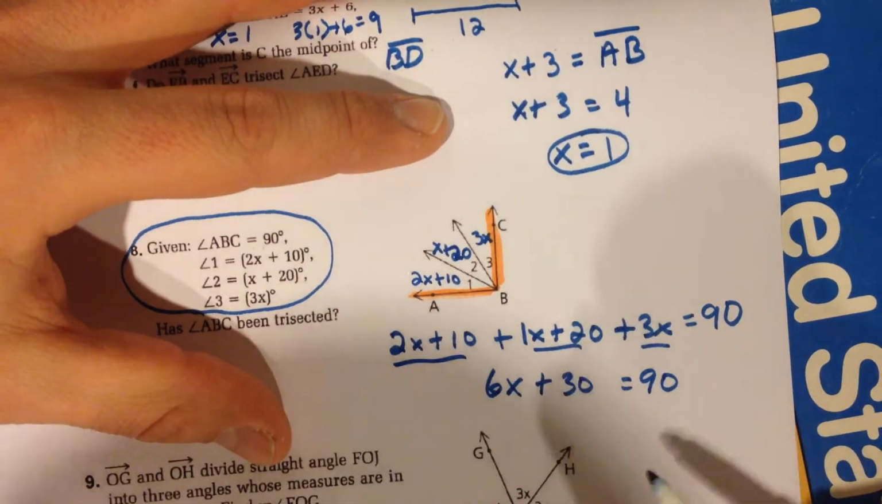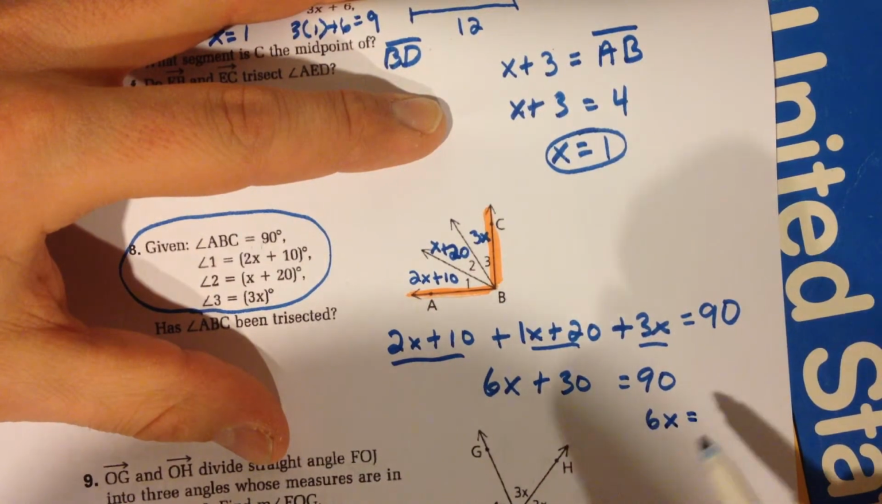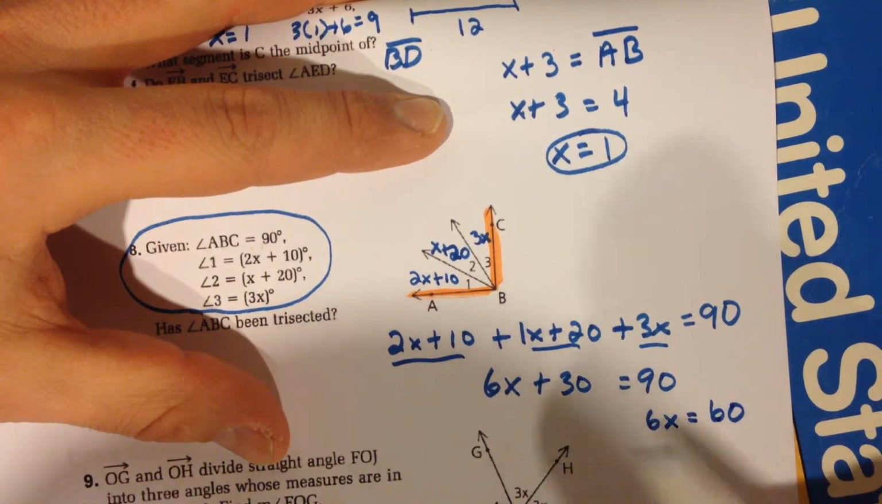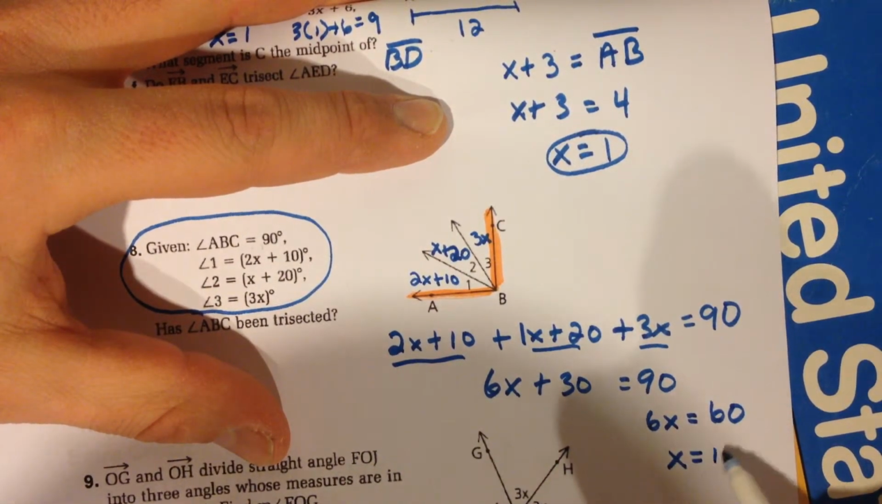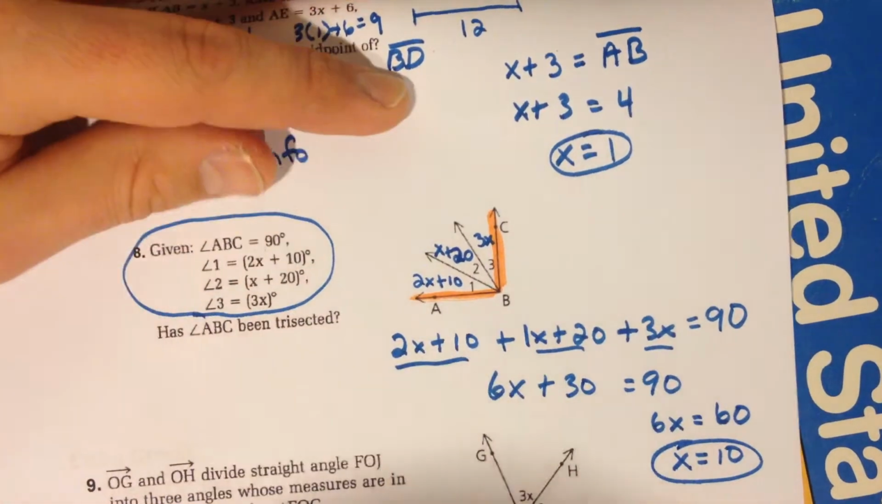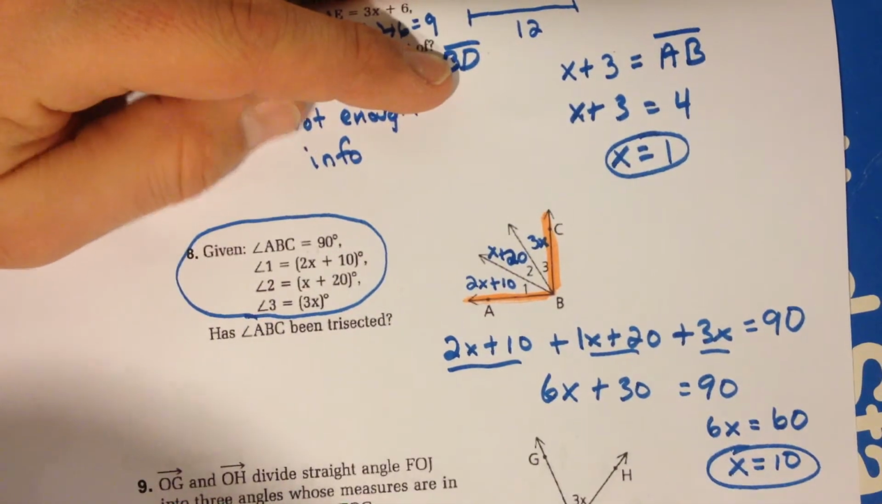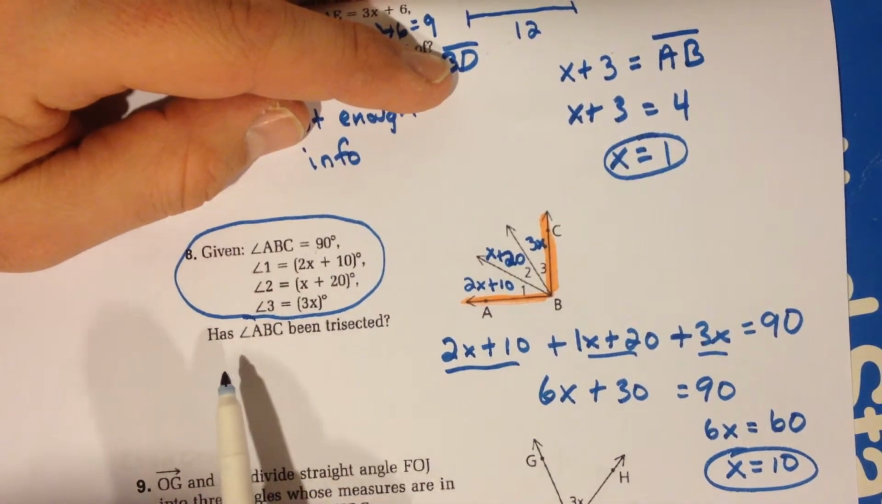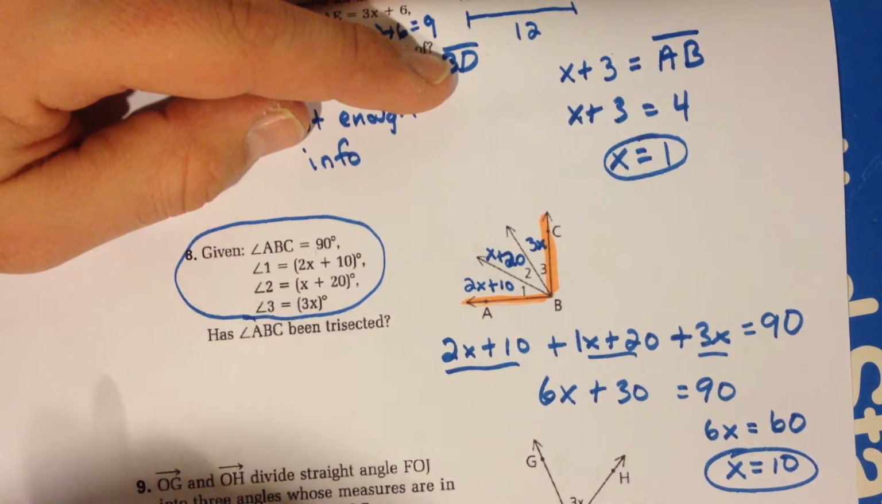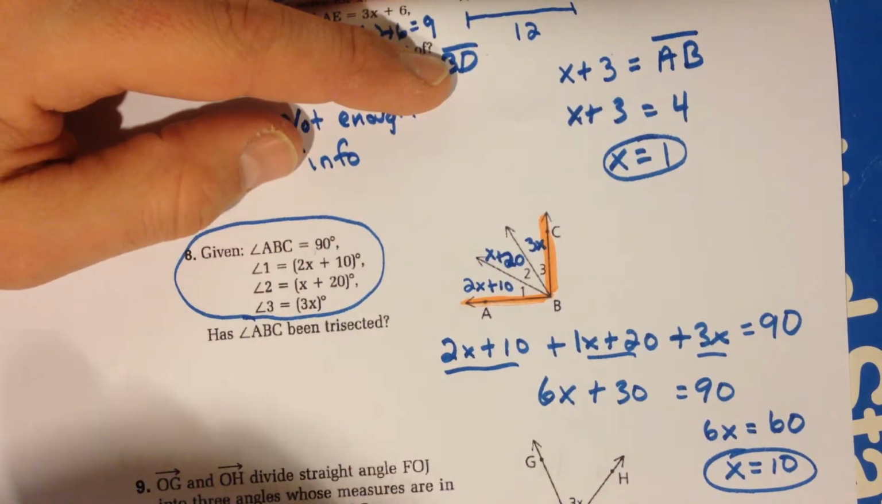And if I solve this really quick, I'm running out of room to show all the work. Subtract 30 from both sides, divide by 6, I get 10. So x equals 10. So I got there. Now, that's not the question. The question is, has the angle been trisected? Well, we got to plug it back in to see.